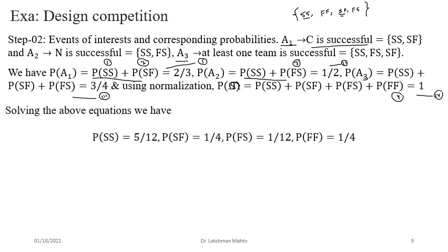And what are those? Just solve these 4 equations and you will get probability of SS, that one is 5 by 12, probability of SF, that one is 1 by 4, probability of FS, that one is 1 by 12, and probability of FF, that one is 1 by 4.